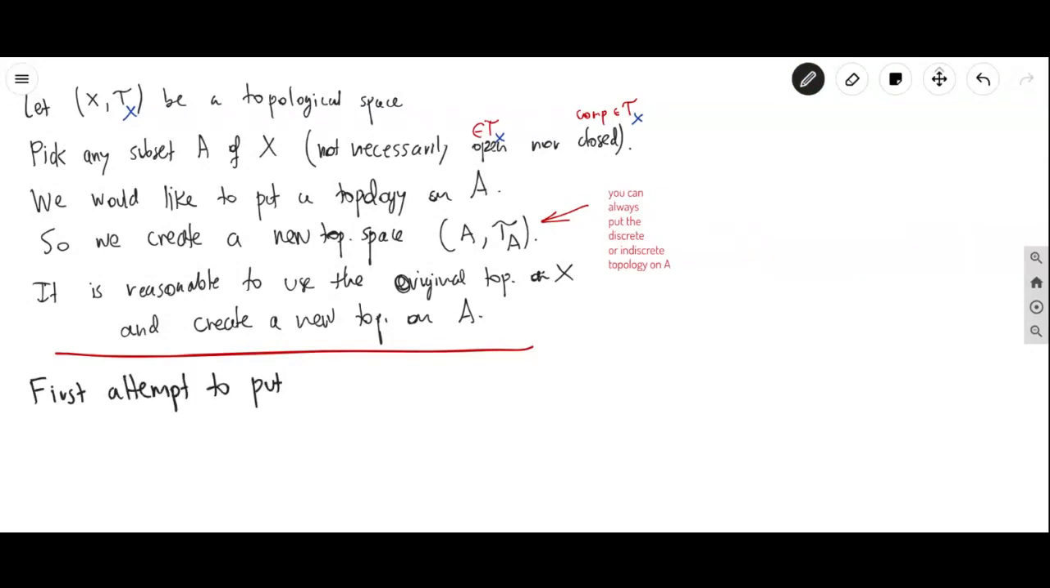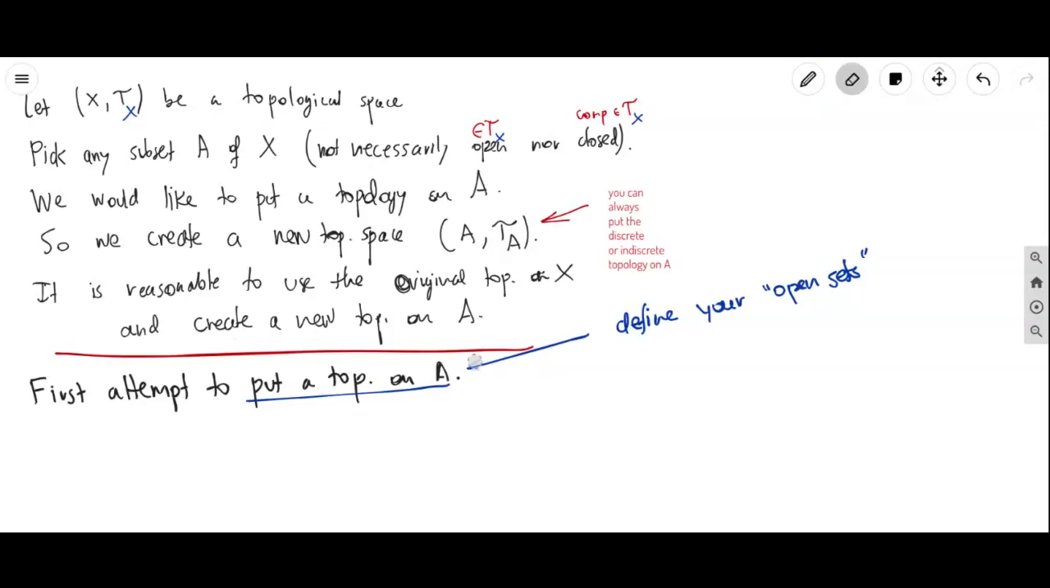To put a topology on A. So to put a topology on A just means, so what does it mean to put a topology on something? It means to define your open sets. That's what a topology is. A topology is a collection of sets which you call the open sets. So to put a topology on something means to create a collection of sets that will play the role of your open sets. So how does one put a topology on A?